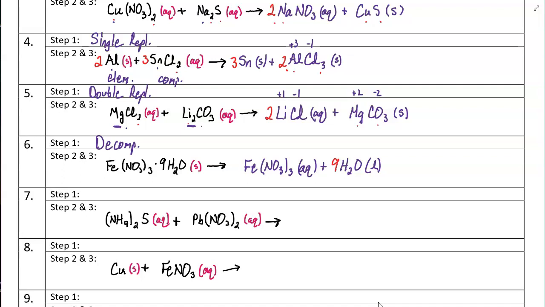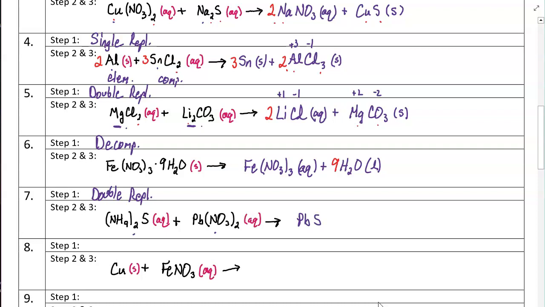Question 7. I've written out the problem. Now let's pay attention to what we have here. We have an aqueous ionic compound being combined with another aqueous ionic compound. That was double replacement. Switch the cations. The Pb joins with the S, lead sulfide.